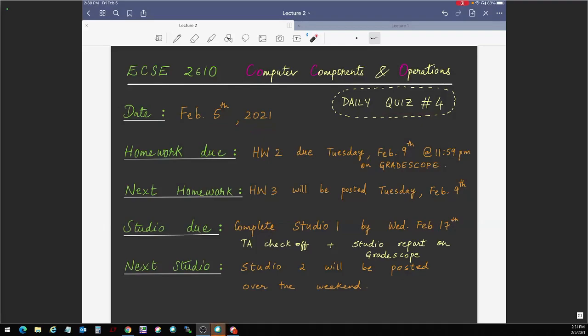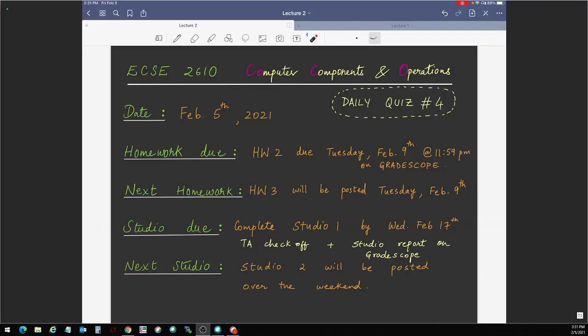The homework that is coming up, homework 2, is due Tuesday, Feb 9th on Gradescope. A few of you have already turned it in, so that's good news. And I will be posting homework 3 on Tuesday as well.